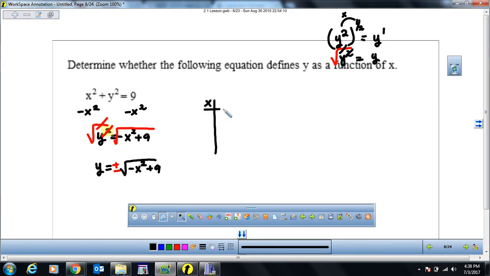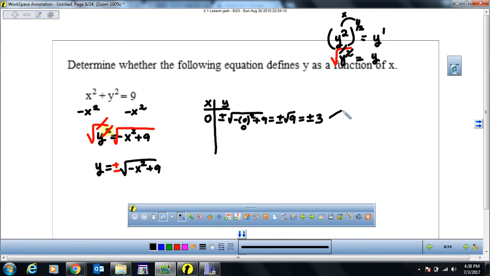Let's start with the simple one. What if I choose 0? Substitute it. So y is going to be plus or minus the square root of negative 0 squared plus 9. 0 squared is going to be 0 plus 9, it's going to be 9. And if I put plus or minus the square root of 9, that is going to be plus or minus 3. What does that mean?